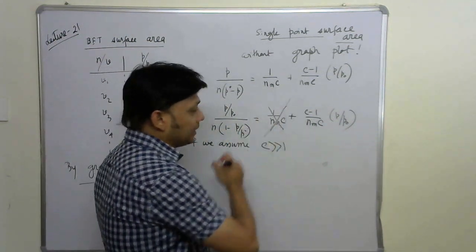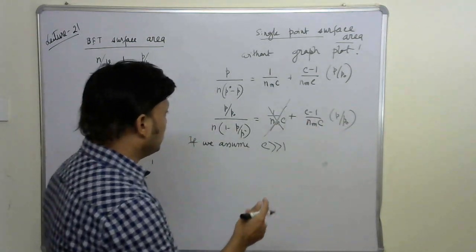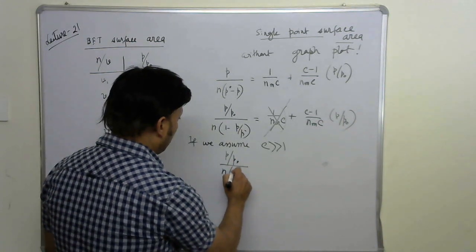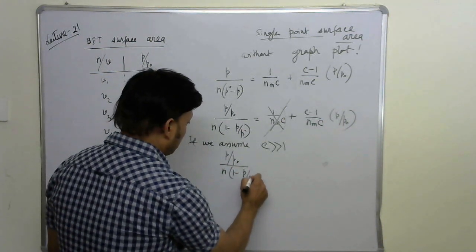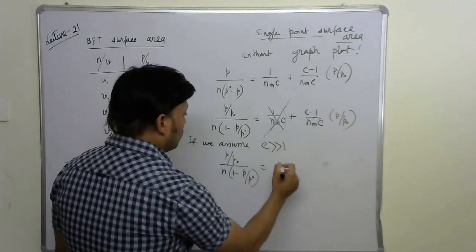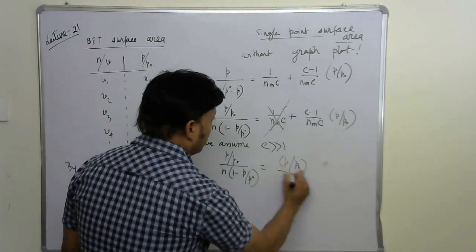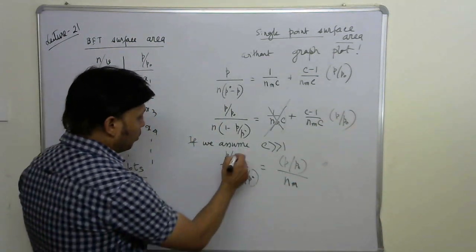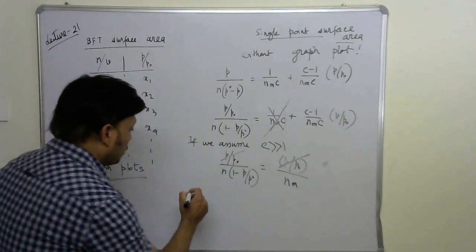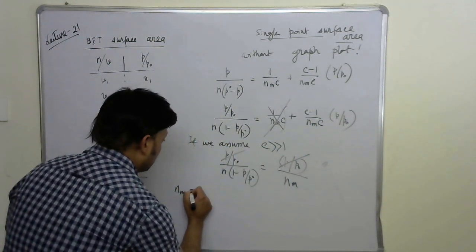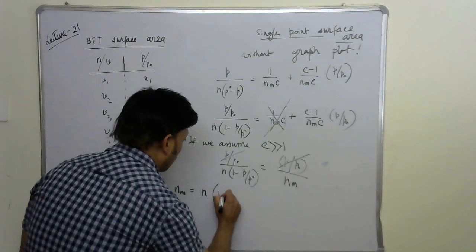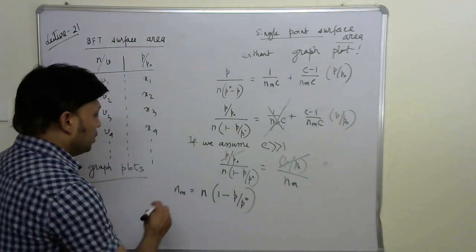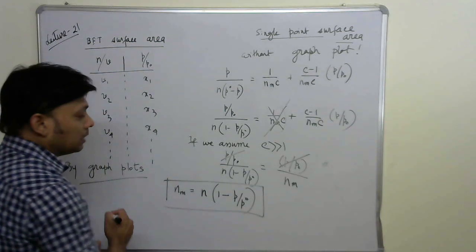If we neglect that, and neglect 1 with respect to C, the above equation comes to P by P naught divided by n multiplied by 1 minus P by P naught is equal to P by P naught divided by simply Nm. Now you see both left and right P by P naught cancel out, so we have Nm is equal to n multiplied by 1 minus P by P naught. That gives you the estimation of single point surface area.